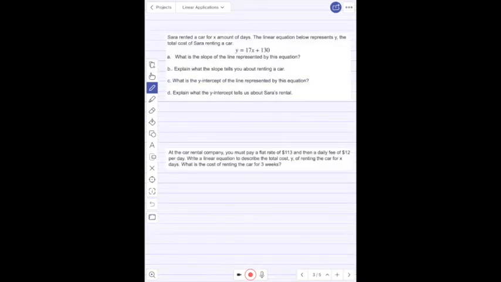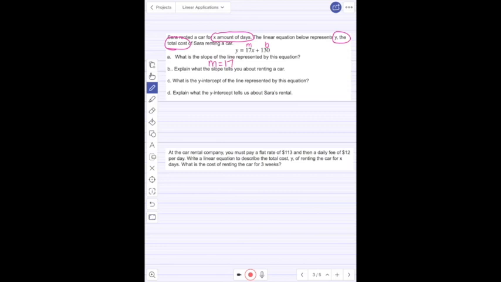All right, so it says Sarah rented a car for X amount of days. The linear equation below represents the Y, which is the total cost that Sarah is going to pay. So X represents the days, so that's important, and Y represents the total cost that she's going to pay for that rental. What is the slope of the line being represented? So if I have y equals mx plus b, then my slope is 17.